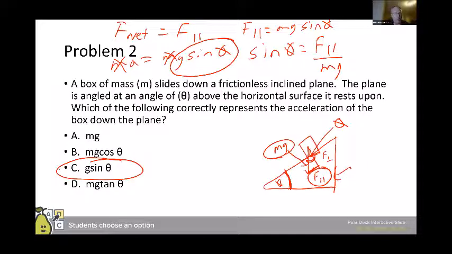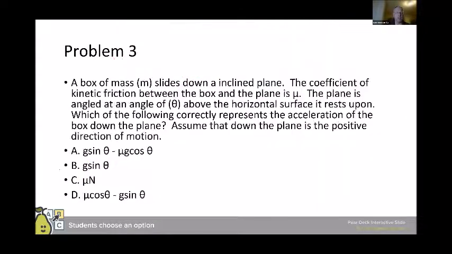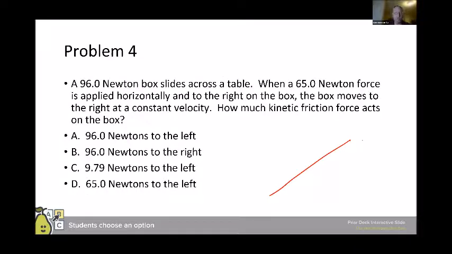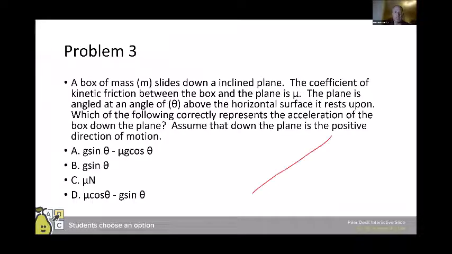Anybody have questions on what we did on that one? You're going to see that kind of problem on the exam. So this next one is very similar. Again, incline plane. Same basic kind of setup. Here the difference is that we've got some friction.